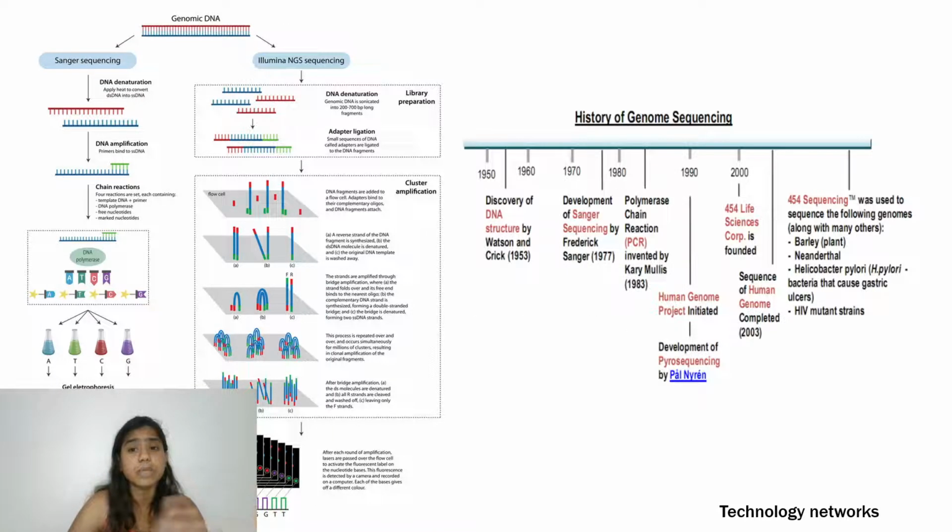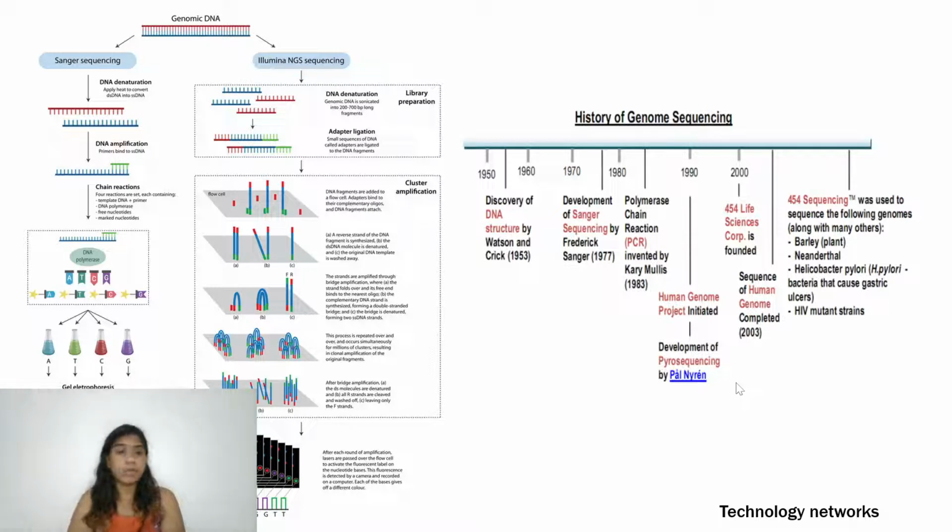So this is the history of genomic sequencing, how we started off. This whole genomic sequencing idea started when the structure of DNA was discovered by Watson and Crick in 1953. Later on, Sanger developed the Sanger sequencing technology, and then came Kary Mullis, who developed the PCR, the polymerase chain reaction technology. And the Human Genome Project was initiated with the development of pyrosequencing. It started in the 1990s and went on till 2003, when the first human genome was completely sequenced.